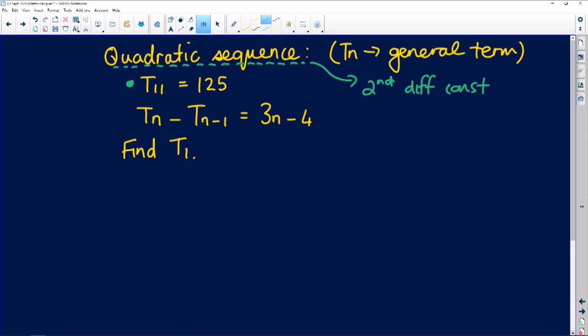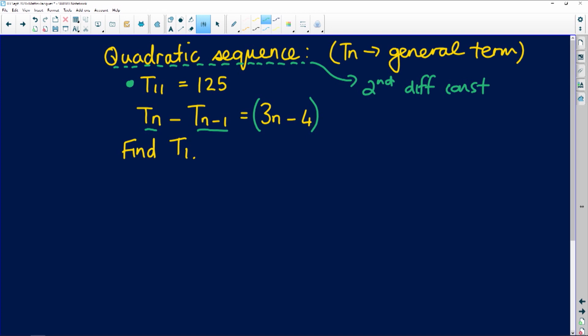But look at what they say about Tn. They say that Tn minus Tn minus 1. Now, what does that mean? It means if this is term 15, this will be term 14. So it's the difference between two consecutive terms, given by this expression.